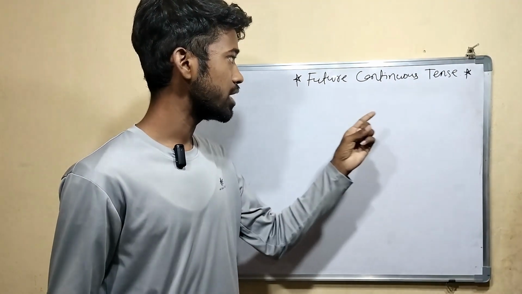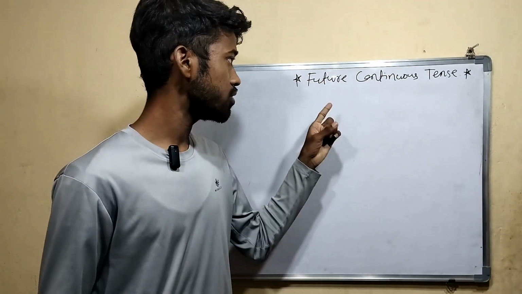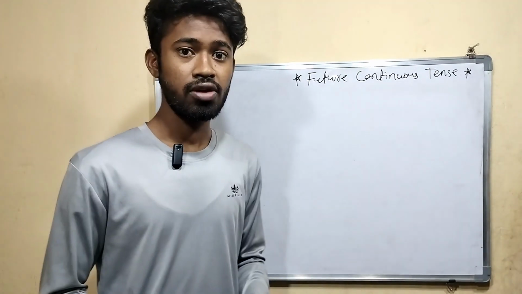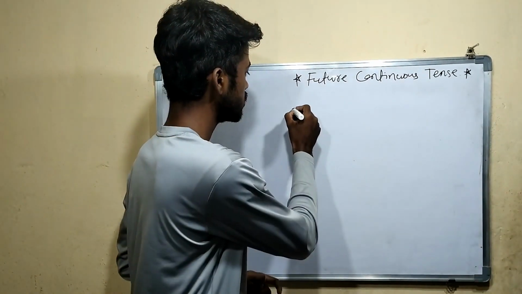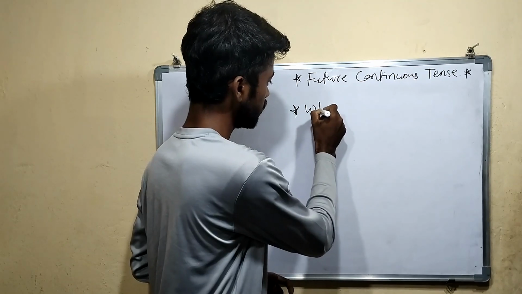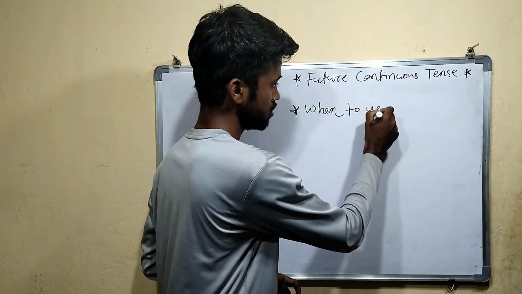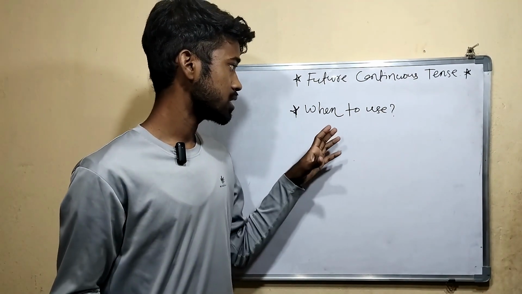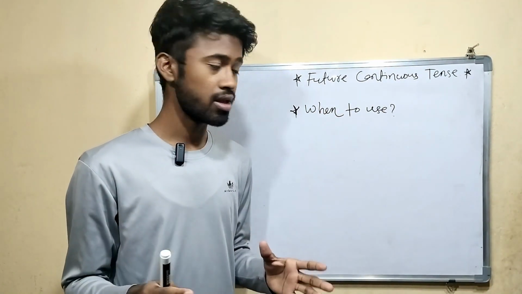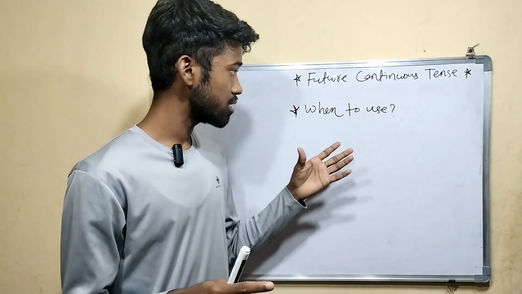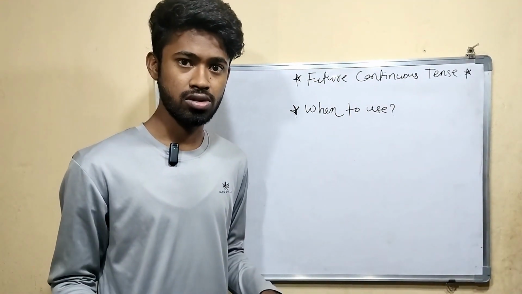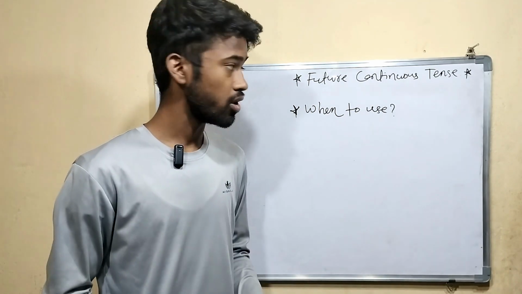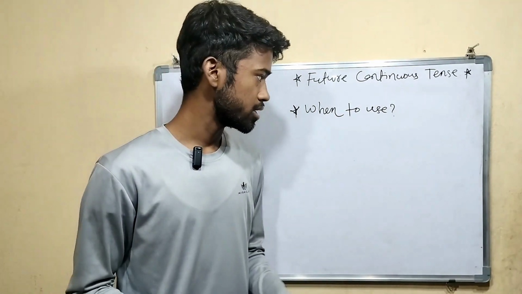In the name only you will find three words. What are those? Future, continuous, tense. In upcoming time we will discuss these three words. First, let's see when to use this tense. In each video you may have seen that first we discuss when to use, meaning whatever tense it is, first we see the usage. After that the different structures like positive structure, negative structure, and in the last we see the interrogative structure of a sentence.